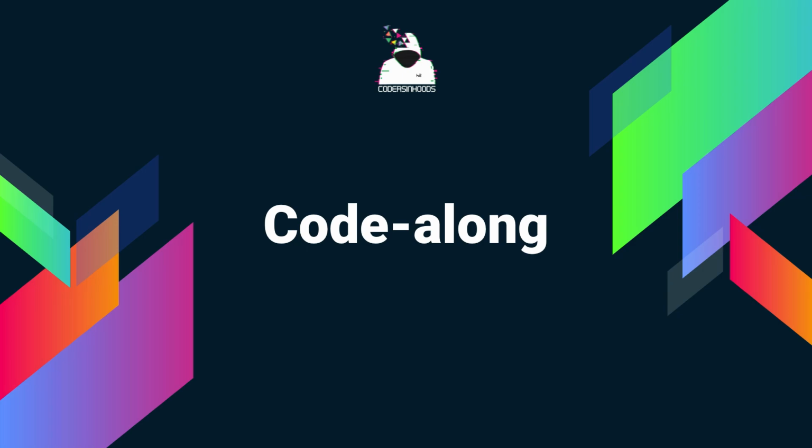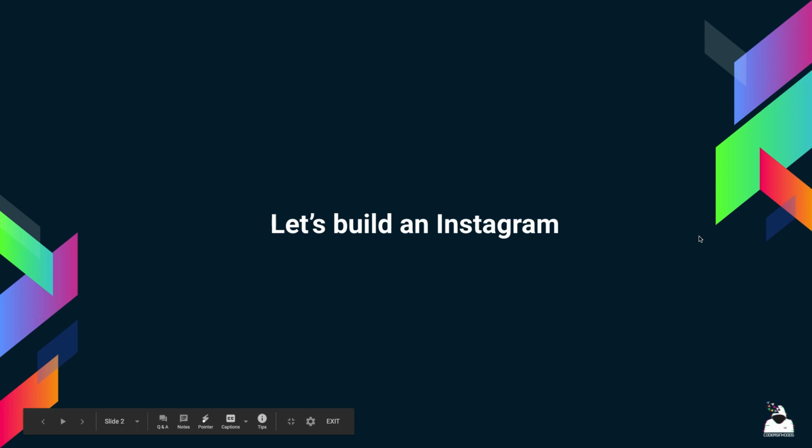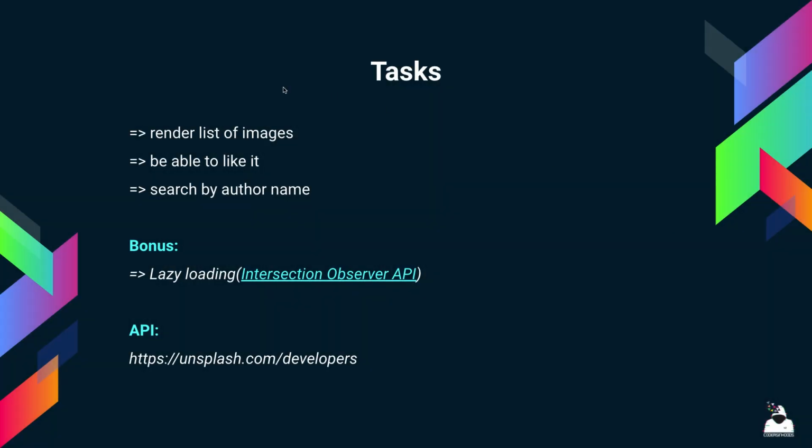Right. So today we should be doing a code along, which I'm actually seeing for the first time as you are. We're going to be doing Instagram, so kind of a copy of Instagram. The tasks are render a list of images, be able to like it, and search by author name. And then there is a bonus if you can get to it.